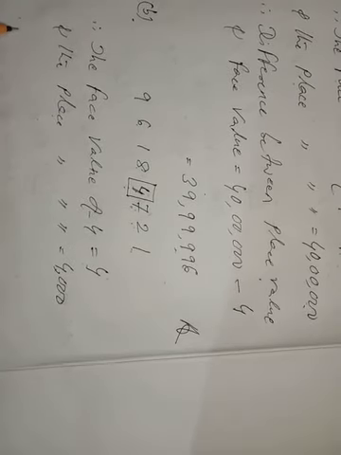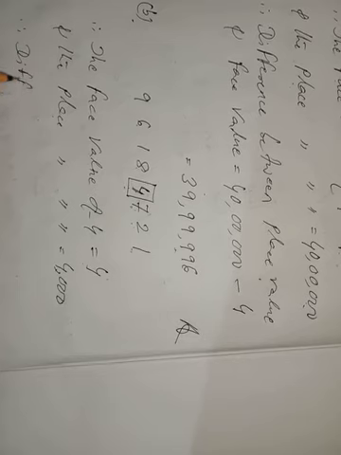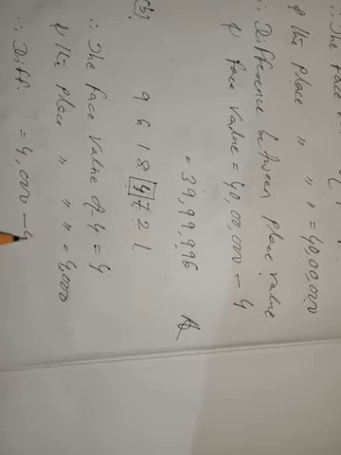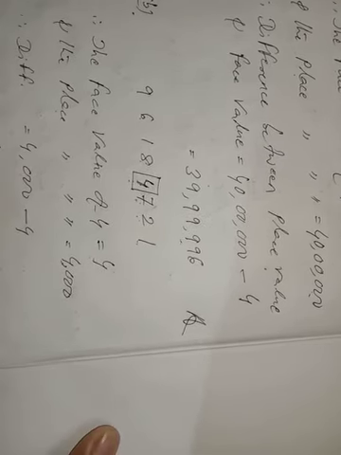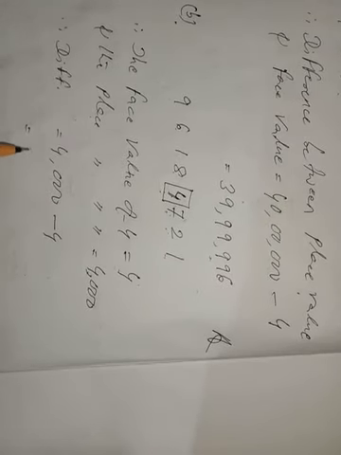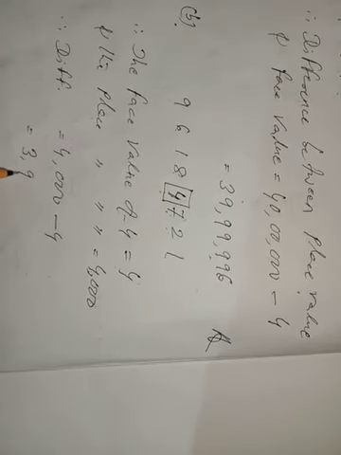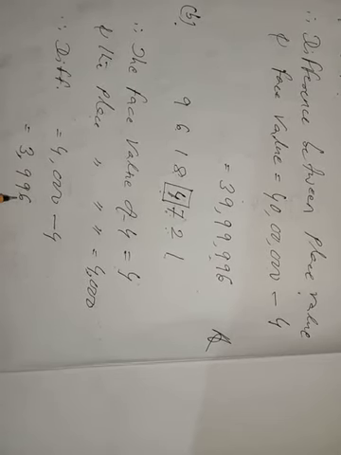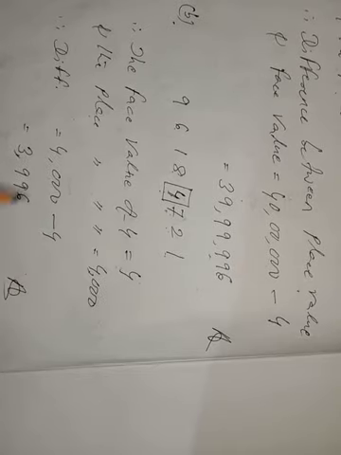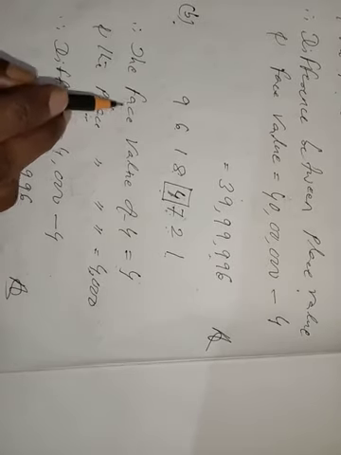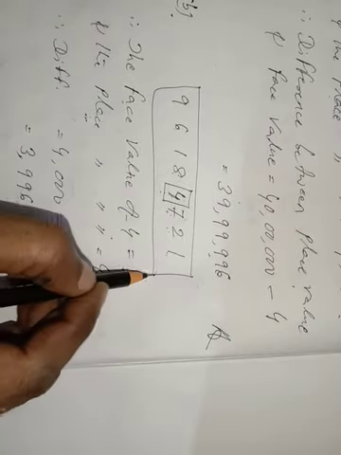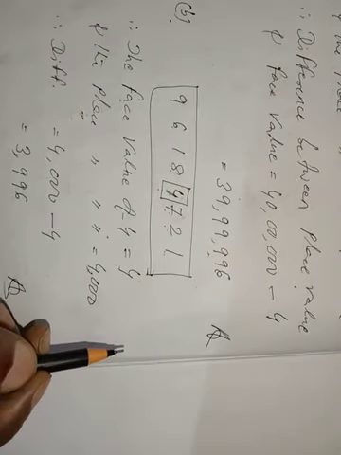Now we have to write the difference. See, the difference will be 4000 minus 4. So what is the result? The result will be 3996. 3996 will be the difference between place value as well as face value of 4 of the given number. Okay, I think it is clear for you. Number 4, A and B both.